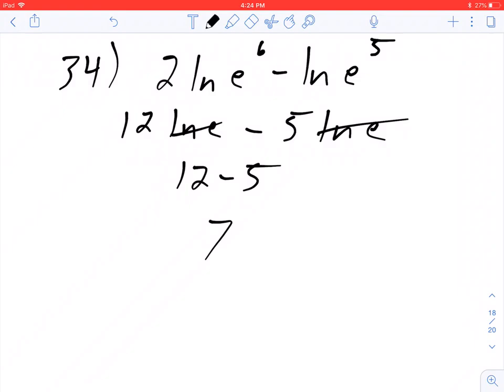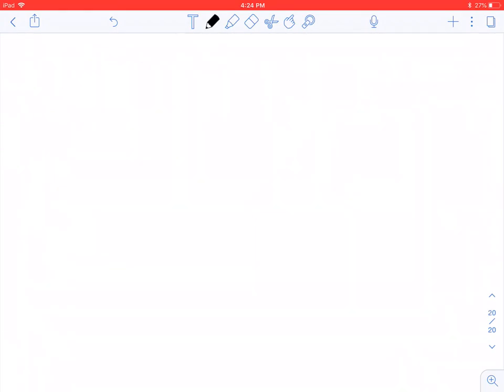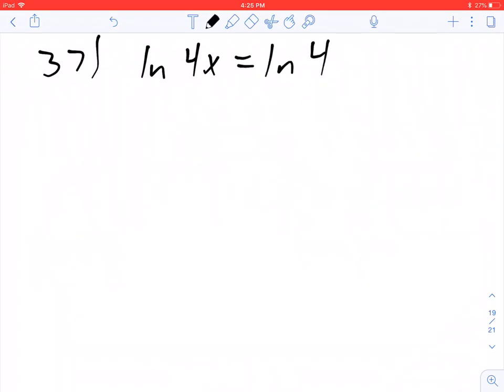All right, so that's the 8 through 34 even. Then you had 37 through 57 odd. So looking at number 37, number 37 asks you to use the properties of logarithms to expand the expression as a sum, difference, and/or constant multiple of logarithms. So this is really just using the properties for the property's sake. It's not really simplifying anything. So we have natural log of 4x. That can be rewritten as natural log of 4 plus natural log of x.